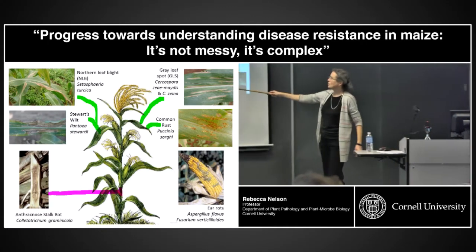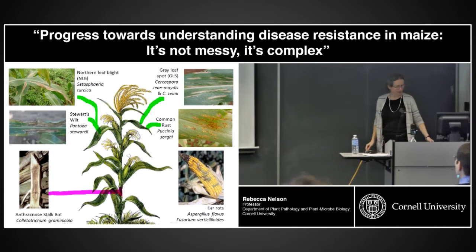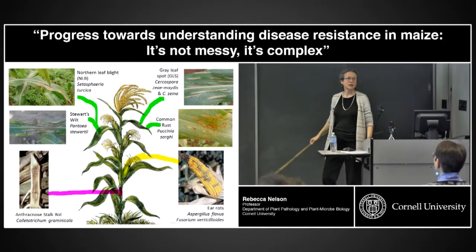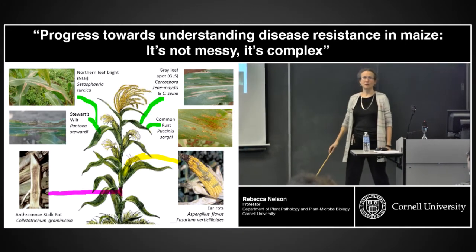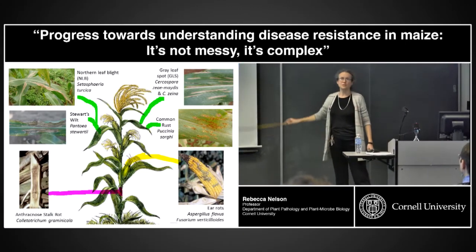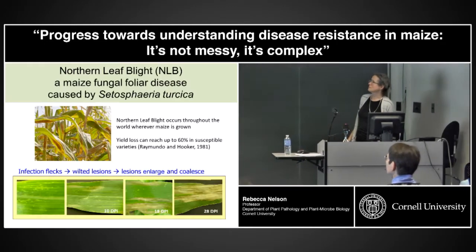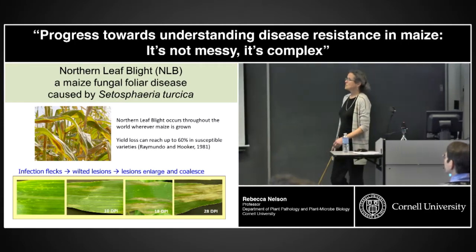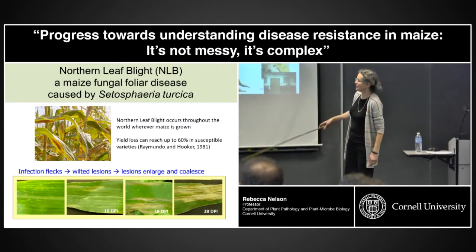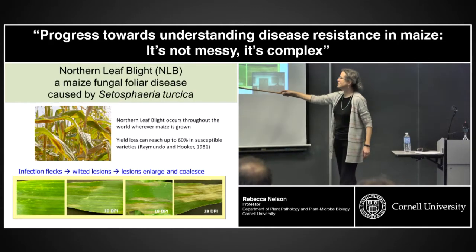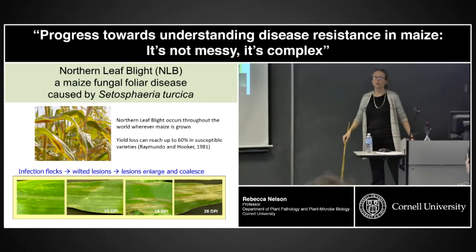In green there, we work a little bit on anthracnose stalk rot and quite a bit on a couple of ear rot diseases that cause mycotoxins to accumulate in many of the maize-based food systems around the world. But today I'll be focusing on that northern leaf blight system. It's a fungal disease caused by Cetospheria tersica. And that bottom panel shows the disease progression from little flecks through to large wilted lesions.